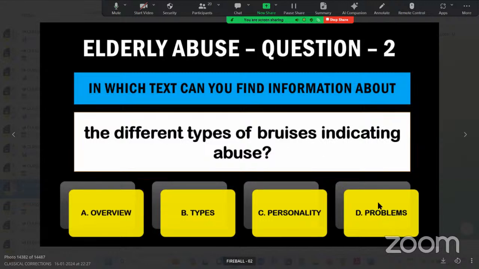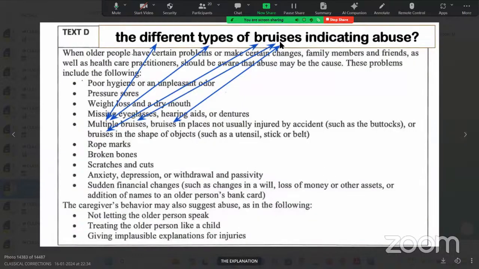Abuse is a problem. A bruise is a type, but abuse is a problem. Remember this. How do you relate this one? Because types is there, types is there. No. Types of bruise indicating abuse. Abuse is a problem. Because of this, abuse is getting a type of bruise. So this is a problem related to abuse. So if you go there, the different types of bruises indicating abuse.